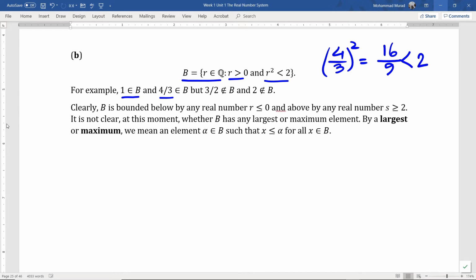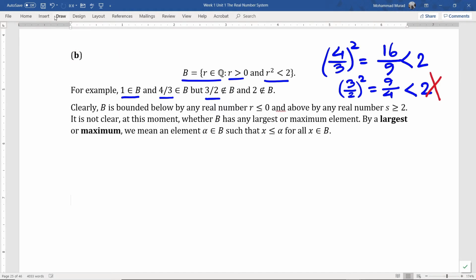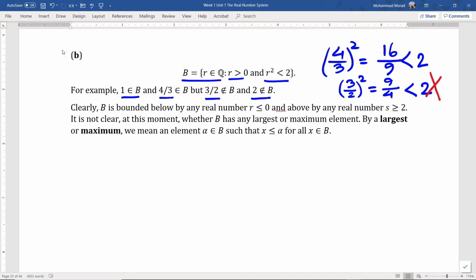But the rational number 3/2 is not in B because its square is 9/4, which is not smaller than 2. Similarly, the number 2 is not in B either. Clearly, the set B is bounded below by any real number r smaller or equal to 0, and it is bounded above by any real number s larger or equal to 2.